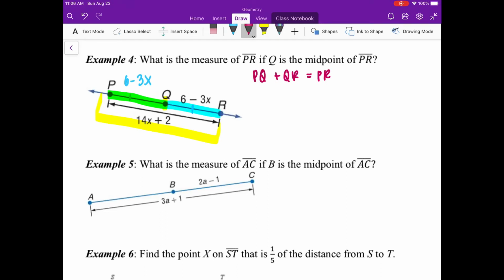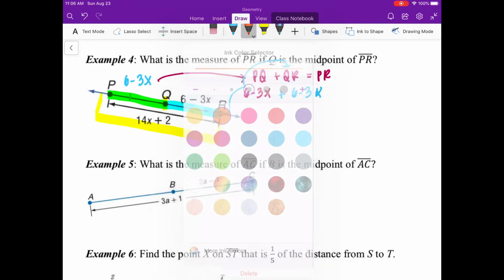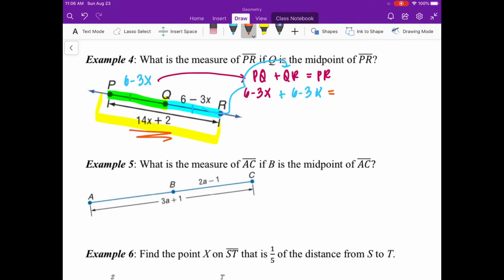And now we're going to substitute. So we're going to actually put the equations in. PQ is 6 minus 3x. QR is also 6 minus 3x. Equals PR, 14x plus 2. Now we're going to think back to algebra and we're going to combine like terms. So I have 6 and 6, so that's going to give me 12. Negative 3x and negative 3x gives me a negative 6x equals 14x plus 2.